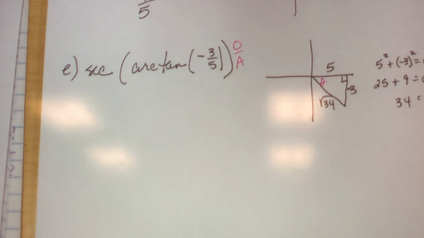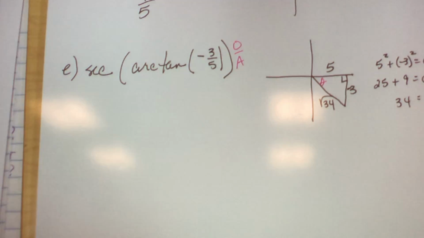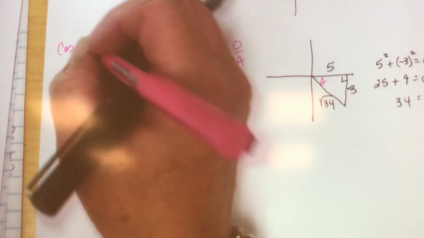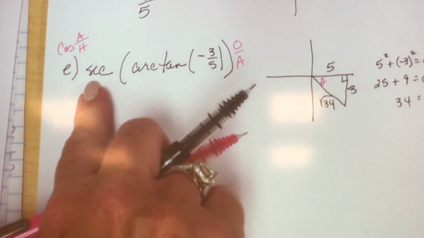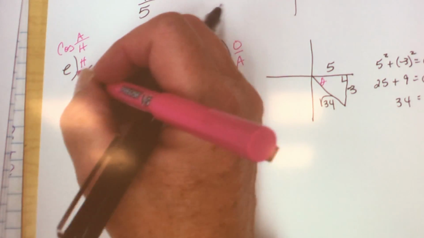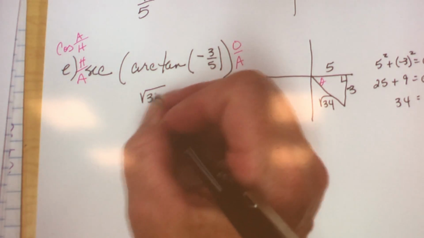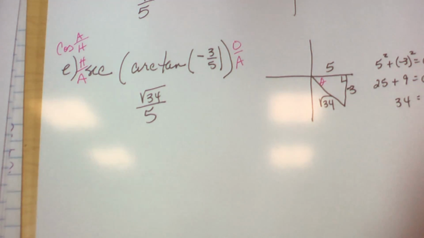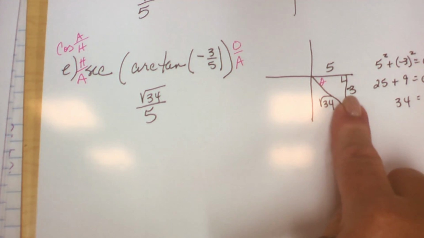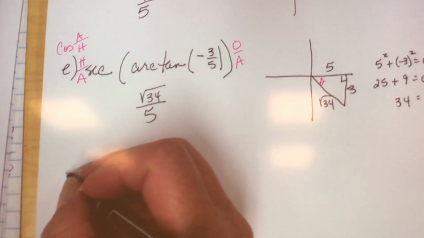Okay, so now we're gonna find secant. Here's what my brain does. My brain says cosine is adjacent over hypotenuse, so what must secant be? Hypotenuse over adjacent. So what is my hypotenuse? The square root of 34. And what is adjacent to my angle? 5. And that makes sense. Secant in the 4th quadrant, just like cosine, is positive. Okay, here we go to the next one.